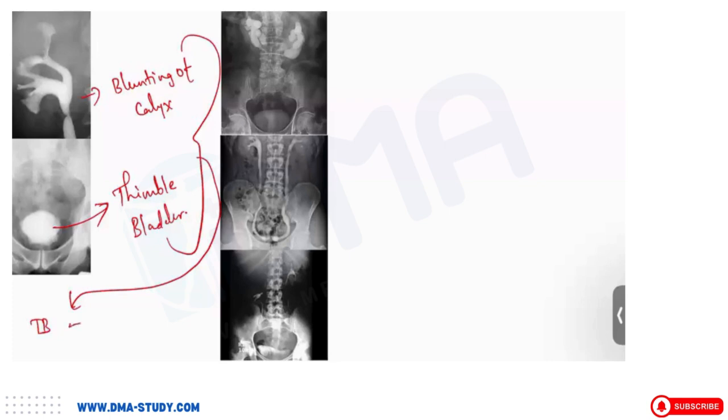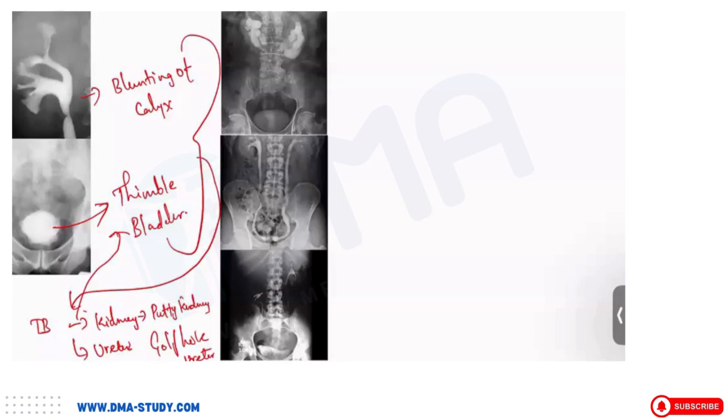What type of kidney you may see? Putty kidney. And what type of bladder you may see? Thimble bladder. And what type of ureter? Golf hole ureter. Clear, people? Genitourinary TB, most common site is kidney. IVP shows blunting of calyx and putty kidney, golf hole ureter, and thimble bladder. Three signs you have to remember in terms of genitourinary TB.